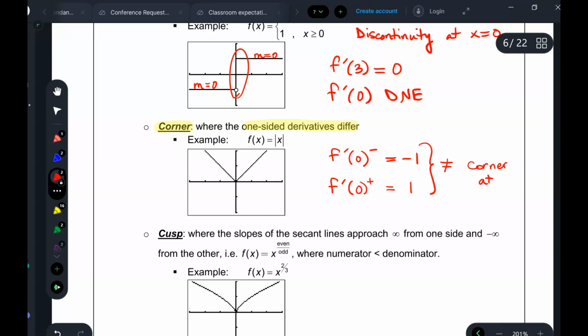And my corner is at x equals 0. So again, this one, I can find the derivative at 2. I can find the derivative at -3. I can find the derivative anywhere, just not at 0. Even if this wasn't about the origin, if it was moved over, there would still be a corner. And so f prime of 0 does not exist.